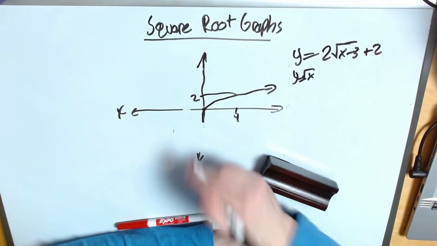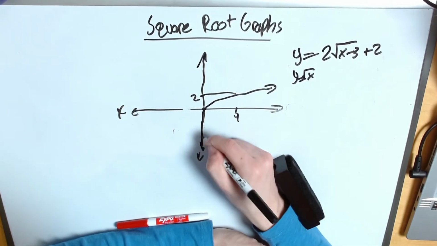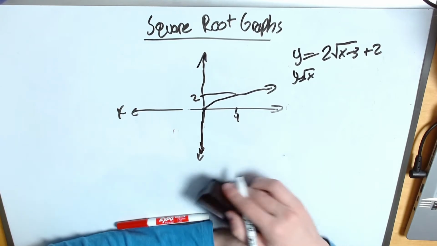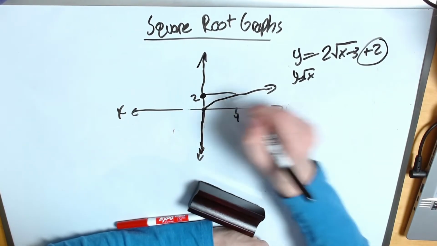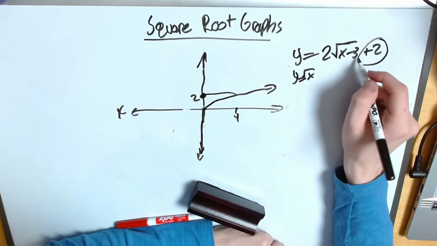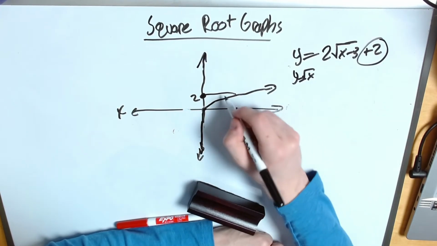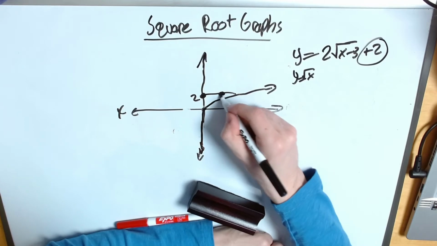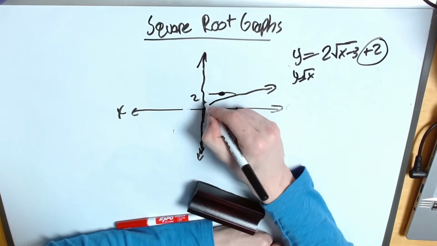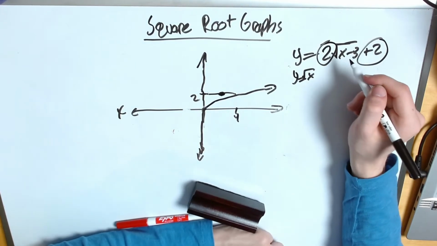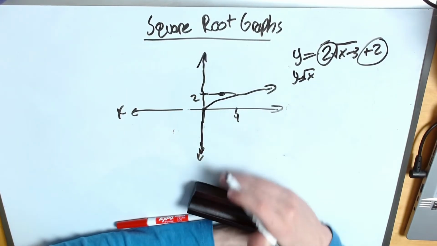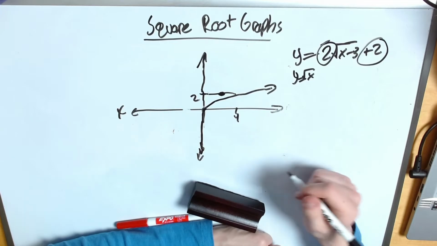So we're going to use what we learned last time and know that this plus 2 means we're going to take this point and move it up 2. And this minus 3 means we're going to take this point and move it to the right 3. So our starting point is somewhere roundabout here. Well, now we have this 2. It's a positive 2, so we know we're not flipping the direction of our curve.